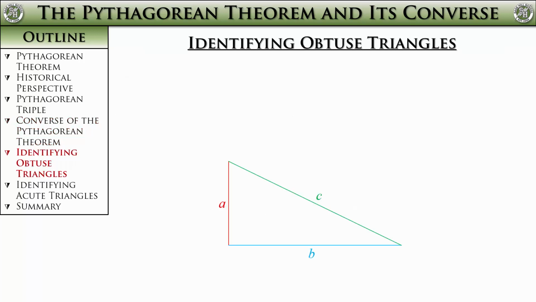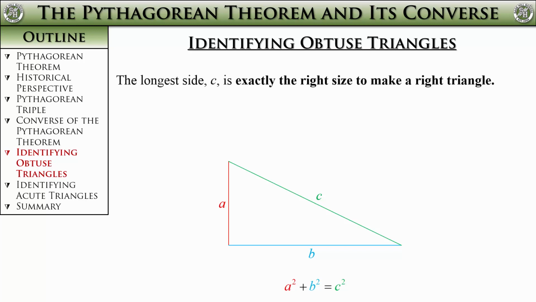The converse of the Pythagorean theorem lets us figure out whether 3 lengths make a right triangle. The basic premise is, if you have a triangle, try and calculate a squared plus b squared equals c squared. And then if you find that it does work out, then what you have determined is that the longest side c is exactly the right size to make a right triangle. This definitely lets us find right triangles, but we can actually take this idea and tweak it a bit to get 2 corollaries which let us identify obtuse and acute triangles also.